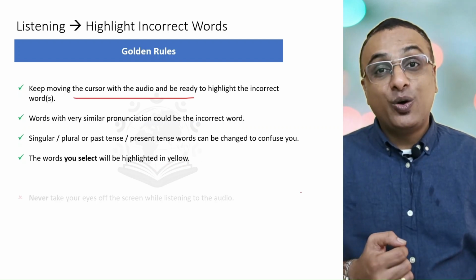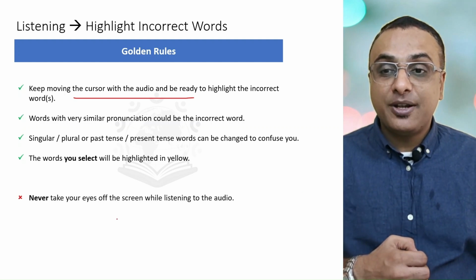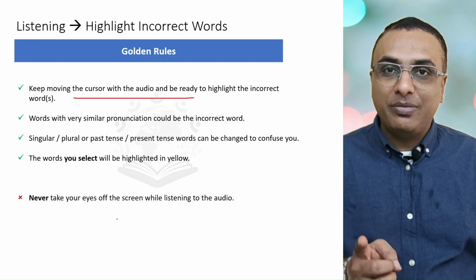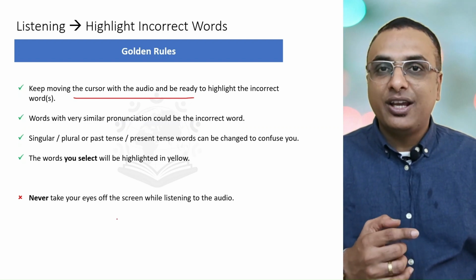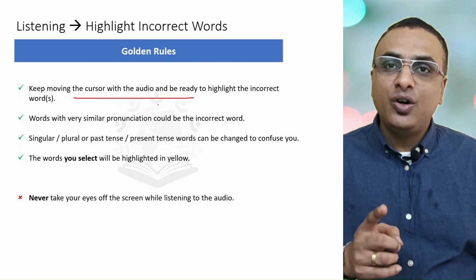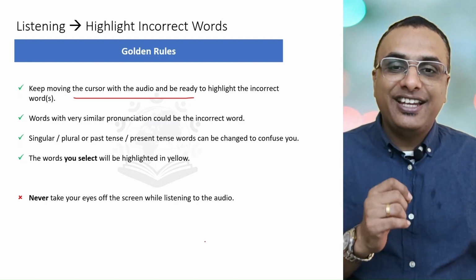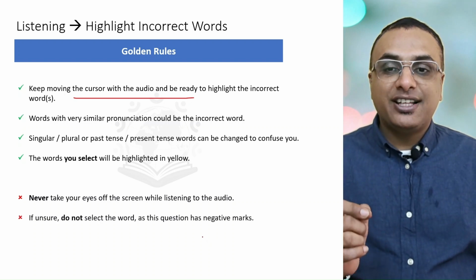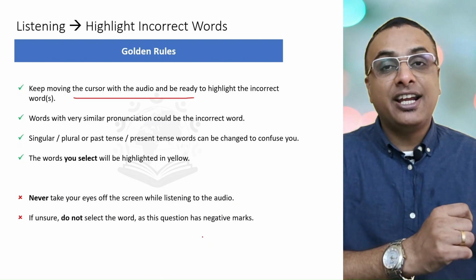Now let's look at the don'ts for your highlight incorrect words question. Never take your eyes off the screen while listening to the audio, meaning don't look at what somebody else is doing. Don't keep dreaming. You need to move your cursor along the audio and be ready to click that incorrect word. Next, if you are unsure, do not select the word as this question has negative markings.